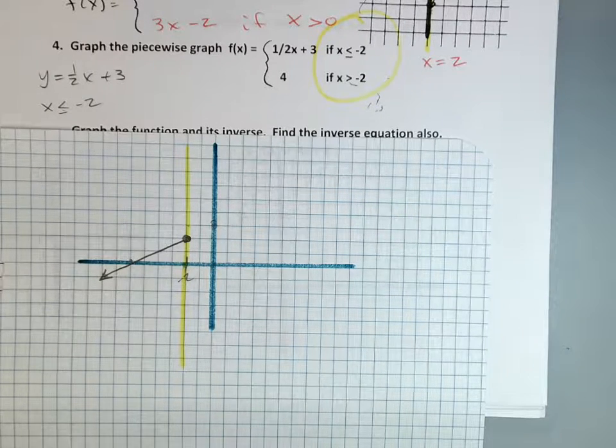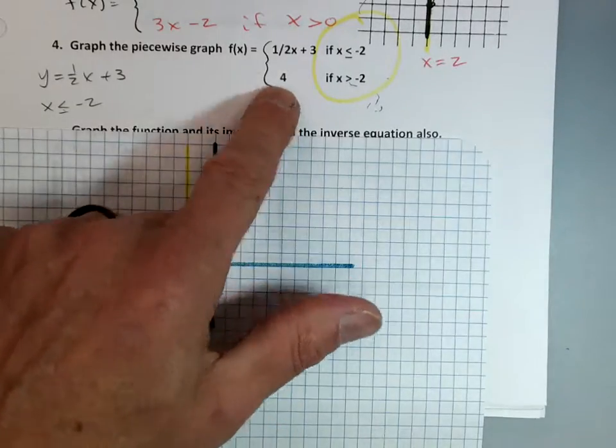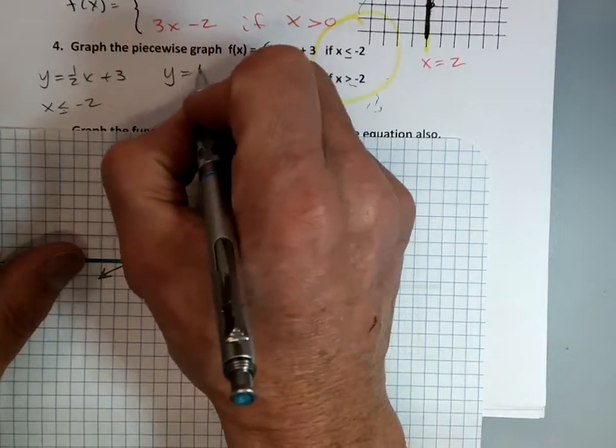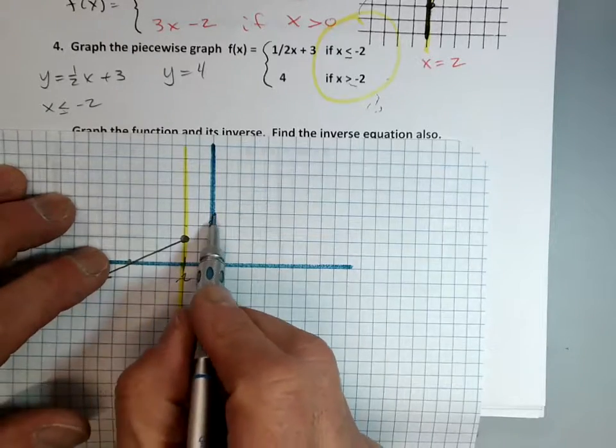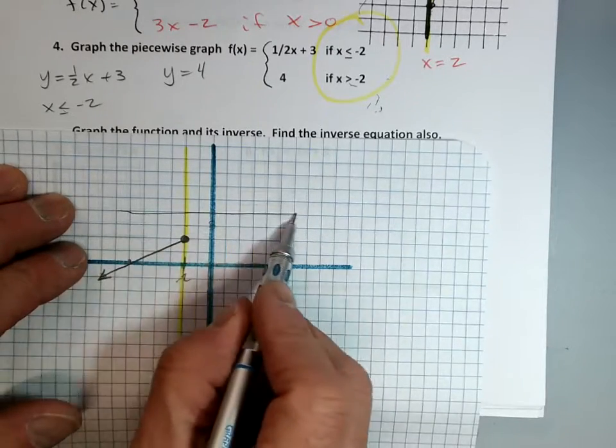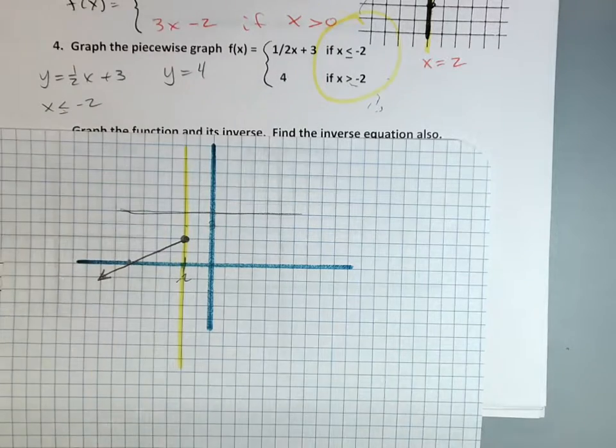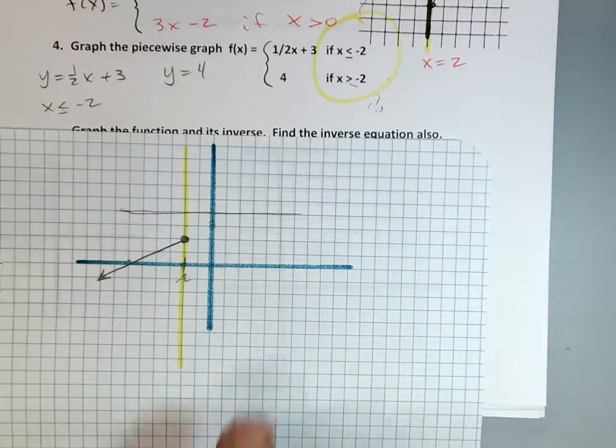Okay, my second half of the graph is 4. So y equals 4, okay? Y equals 4 is a horizontal line at 4, okay? So 1, 2, 3, 4, and it would be going all the way across like this, except I'm not going to have all of that. I'm going to erase it.